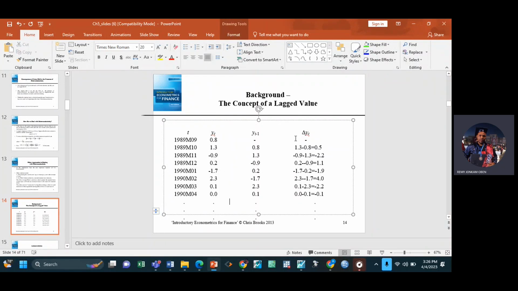Okay, guys, what is this? Change in Yt. What is that? This change symbol is the difference operator.